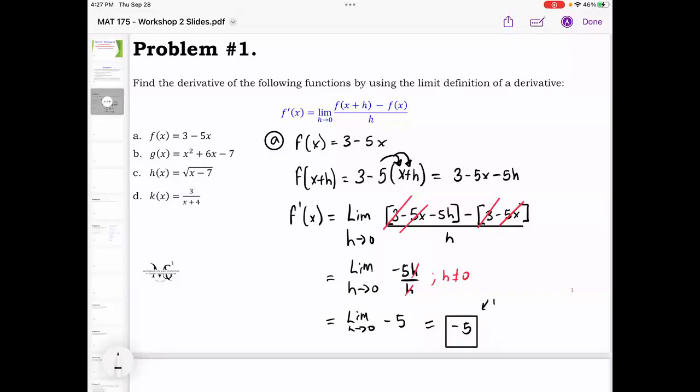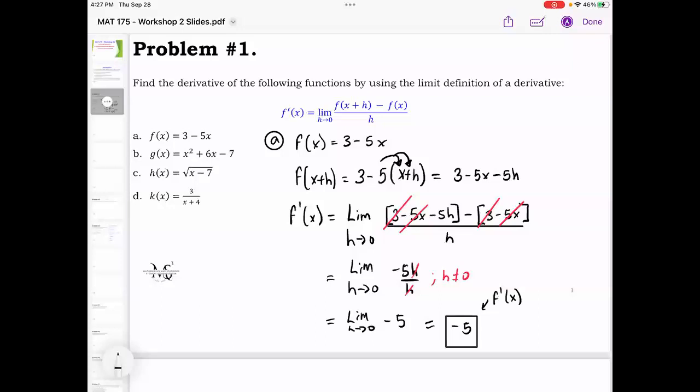F prime of x is negative 5. It makes sense, by the way, that f prime of x, or your derivative, is negative 5, because look at the original function. The original function was f of x equals 3 minus 5x.